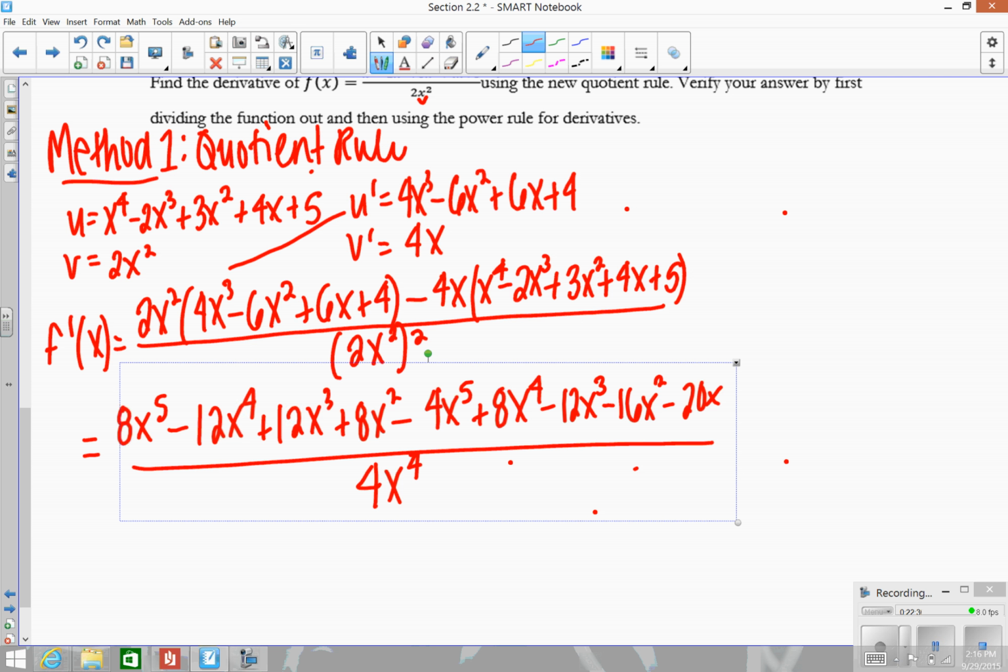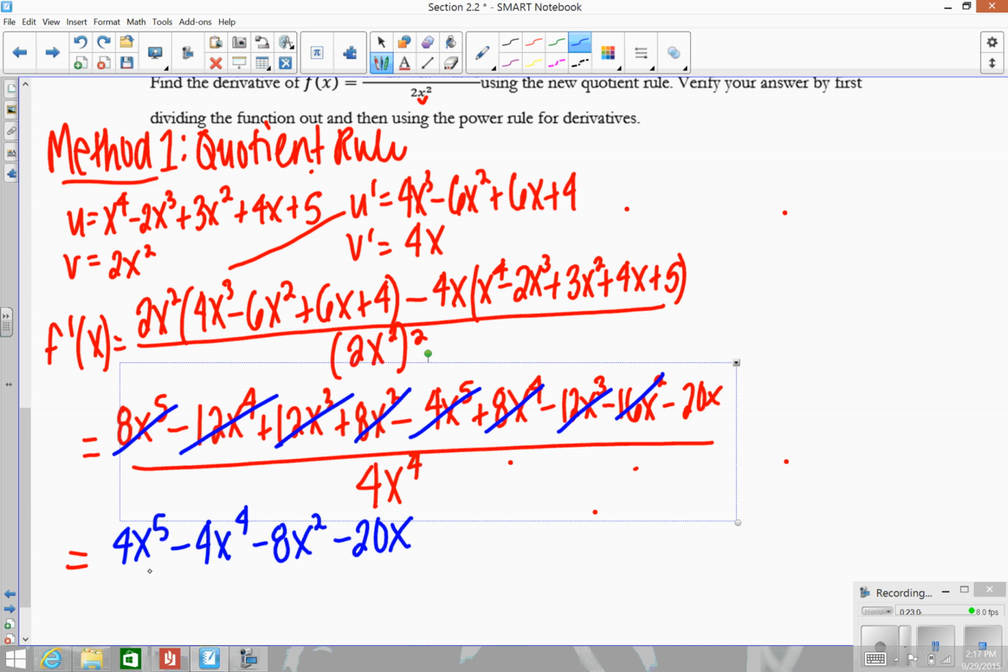So now we want to start simplifying the top. So look for anything that's alike. So 8x to the fifth minus 4x to the fifth is going to be 4x to the fifth. I have negative 12x to the fourth plus 8x to the fourth is going to be negative 4x to the fourth. These are just going to cancel. 8x squared minus 16x squared will be negative 8x squared. And then a minus 20x. All over 4x to the fourth.